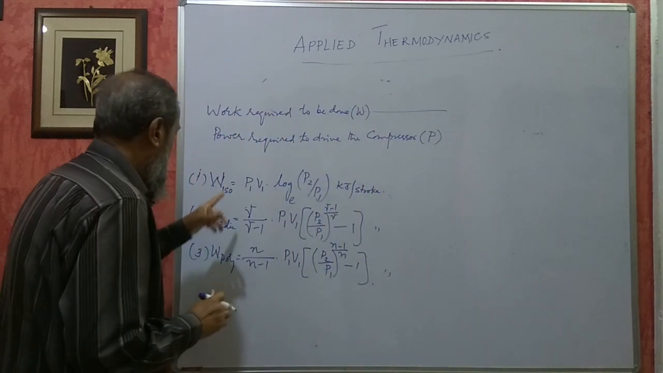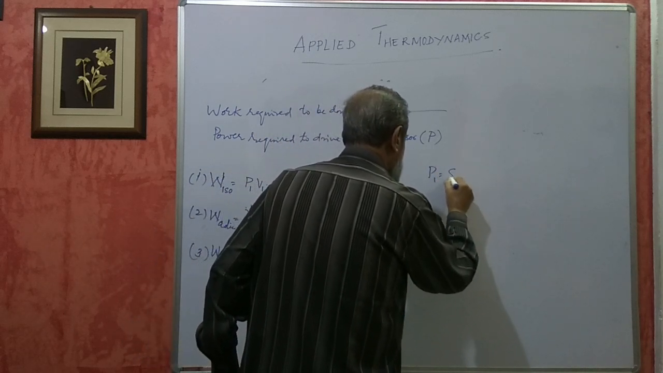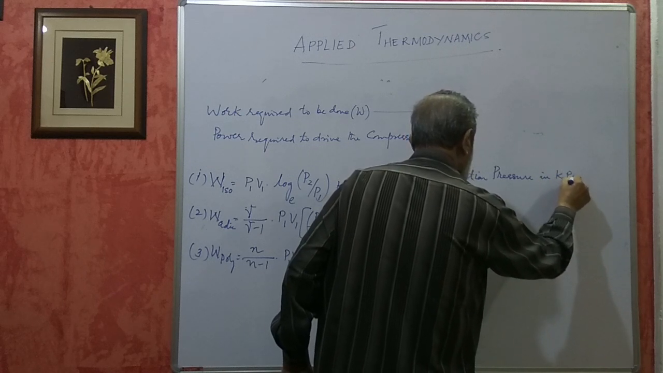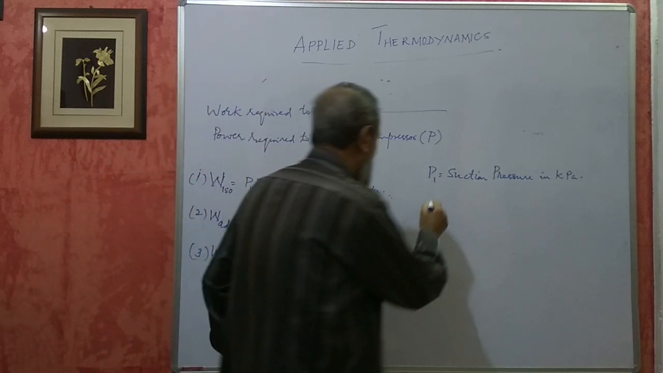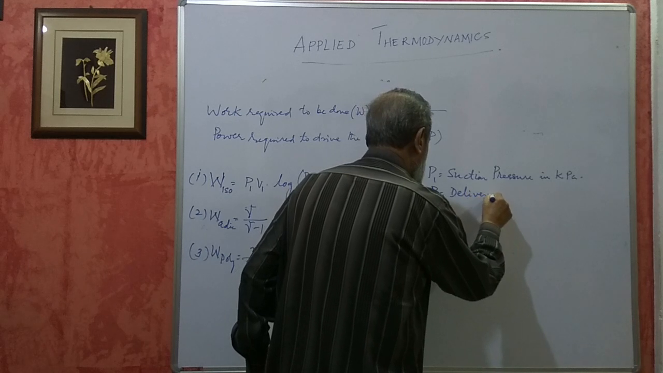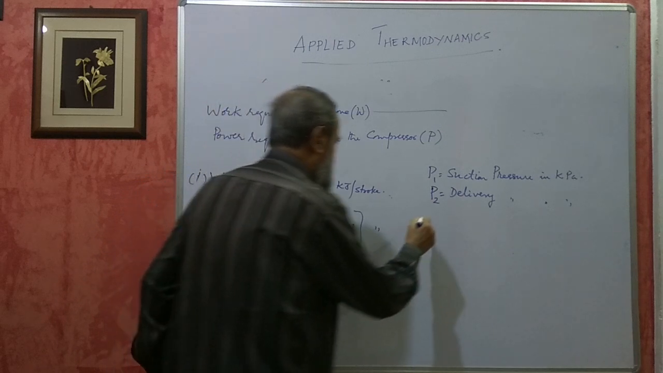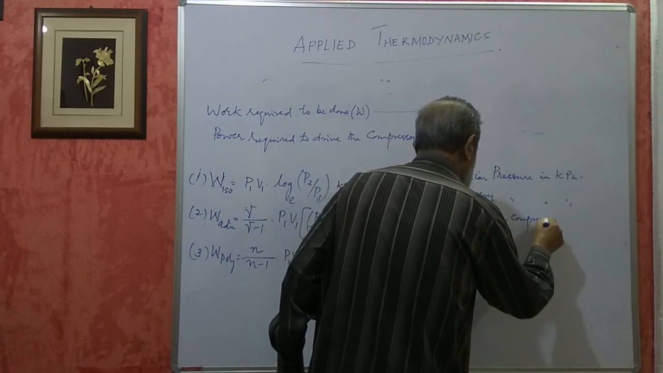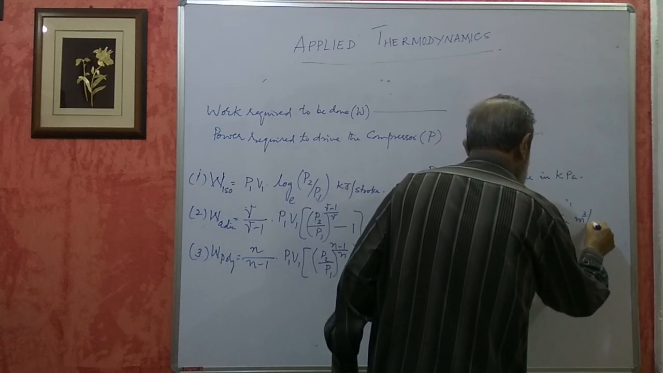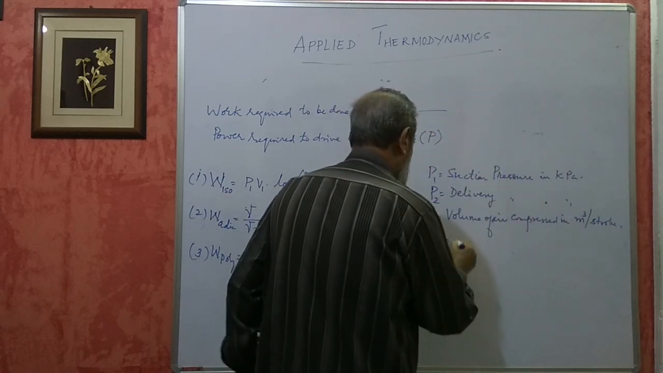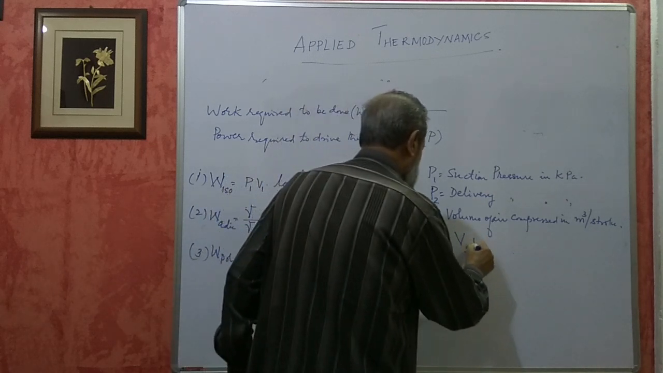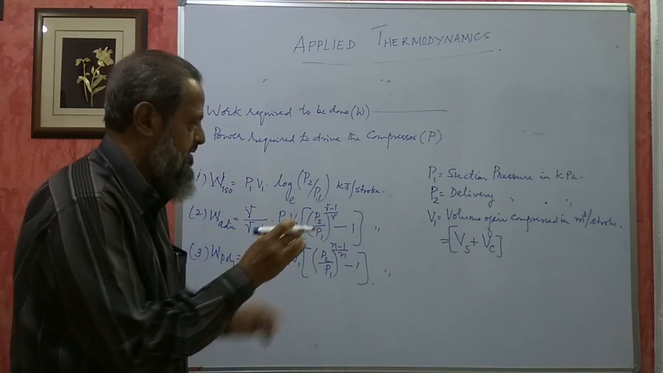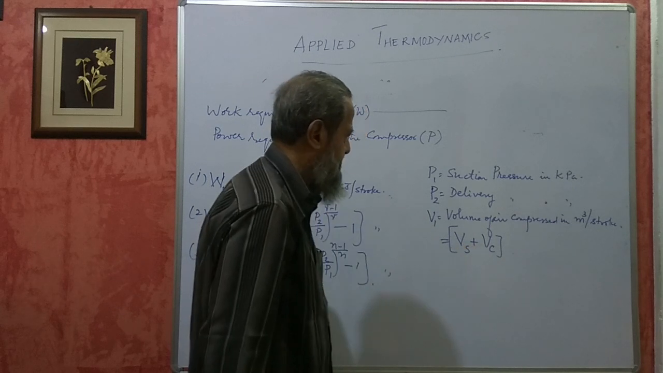In this, P1 stands for suction pressure. In all the formulae, it is the suction pressure. P1 stands for suction pressure in kilopascal or kilonewton per square meter. P2 stands for delivery pressure in kilopascals. V1 is the volume of air compressed in one stroke, in cubic meters per stroke. This will be equal to Vs, that is stroke volume, plus clearance volume, or if clearance volume is neglected, clearance volume means the volume at the end of the compression stroke inside the cylinder, it will be very small compared to the value of the stroke volume.